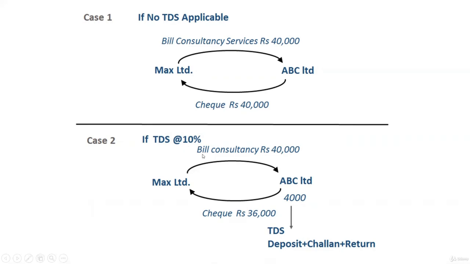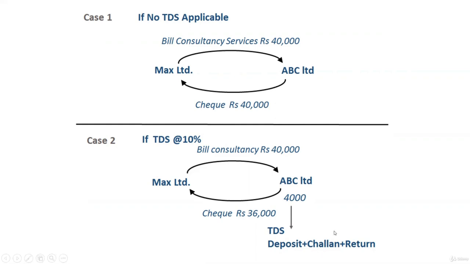Now, in the case of TDS, Max Limited has provided consultancy services to ABC Limited for rupees 40,000. Where TDS is applicable, ABC Limited will deduct the amount of TDS from 40,000 rupees, that is 4,000, and pay the balance amount of 36,000 to Max Limited in the form of cash or cheque. Now, the amount deducted by ABC Limited, known as the TDS amount, has to be deposited to the government in the form of challan and return.